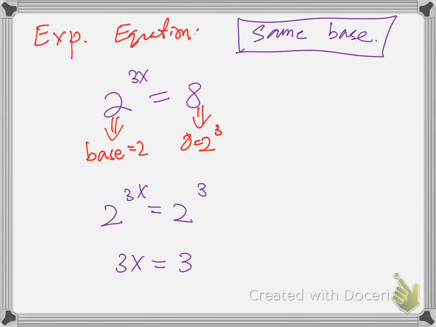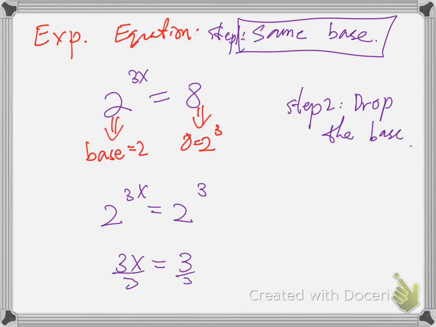Okay, so we get the same base. That's step 1. And then we drop the base, or delete the base, to solve the new equation. So 3x is 3, divided by 3, divided by 3, x is 1. So that's the key idea for exponential equations.